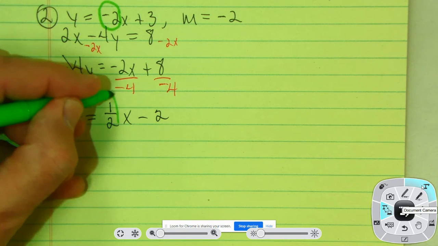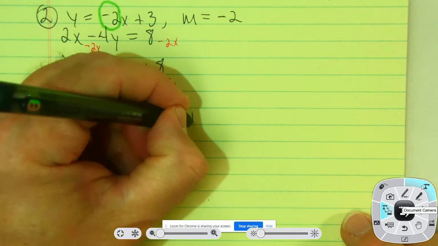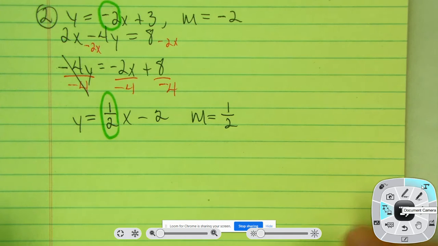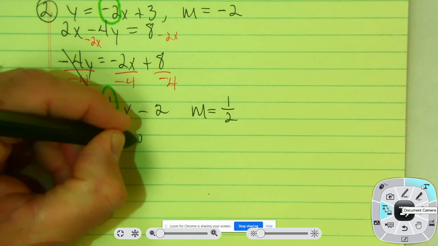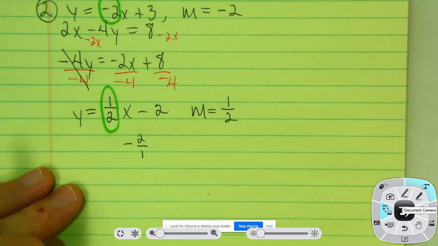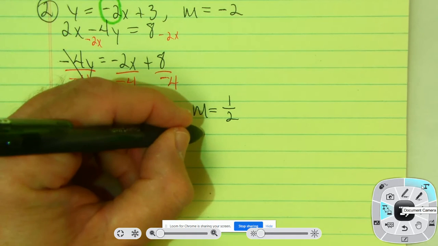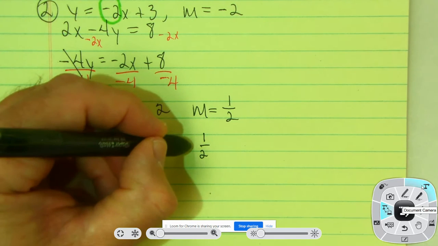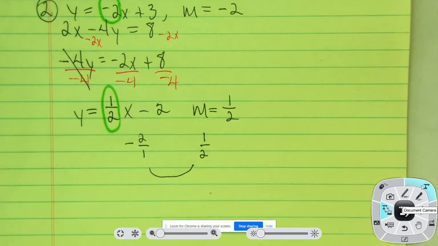The coefficient here of x is 1/2, so the slope here is positive 1/2. Now, just examining the two slopes, I've got one slope that's negative 2, and remember that's negative 2 over 1, even if I don't write it as a fraction. If I take this 2 over 1 and I reciprocate it, it becomes 1 over 2, and if I reverse its sign, it becomes positive 1/2. So these are negative reciprocals.